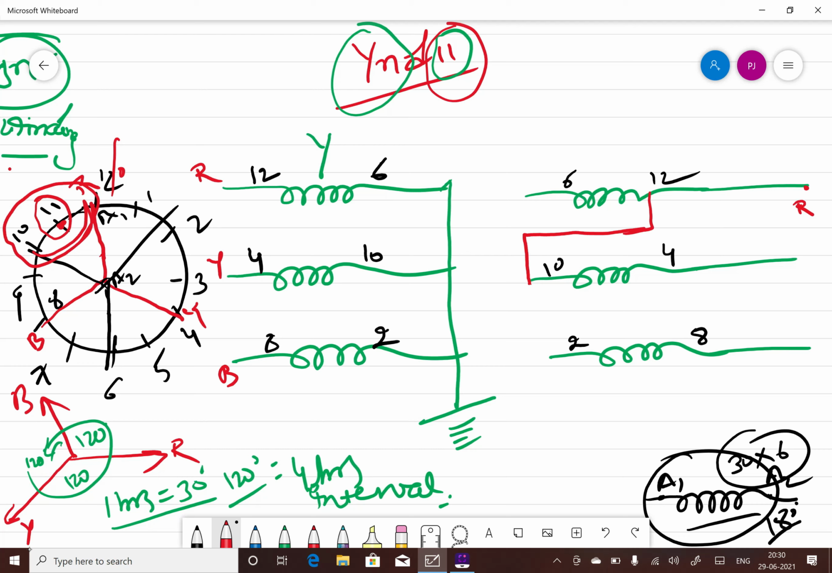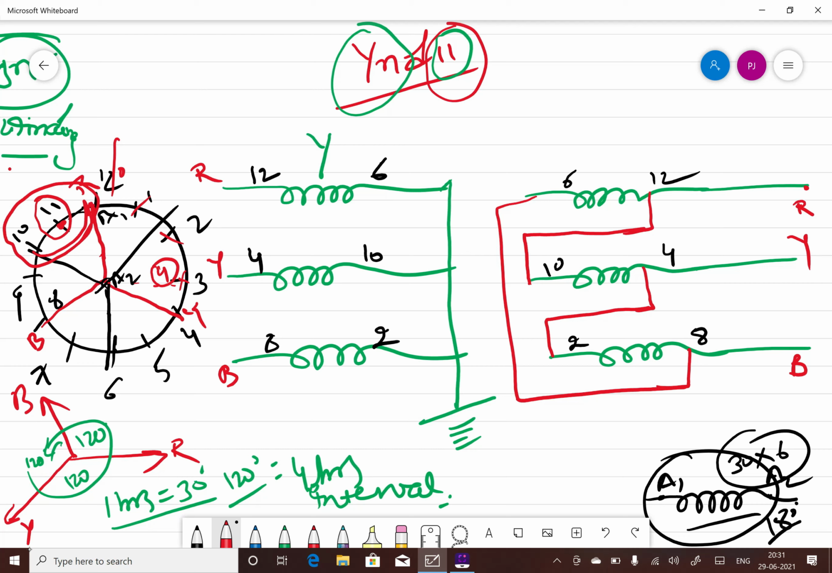So now 1, 2, 3 and 4. That means your Y phase must come somewhere like here at 3. So how can you obtain 3? 3 you can obtain by connecting 2 and 4. And lastly your B phase must be connected in between 6 and 8, and this will be your B phase. Now this is a very simple thing, but once you know how to connect your terminals, then this drawing becomes very easy.